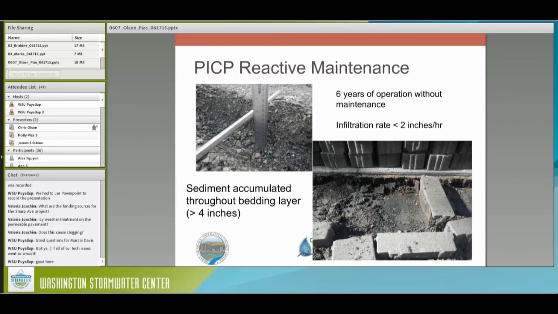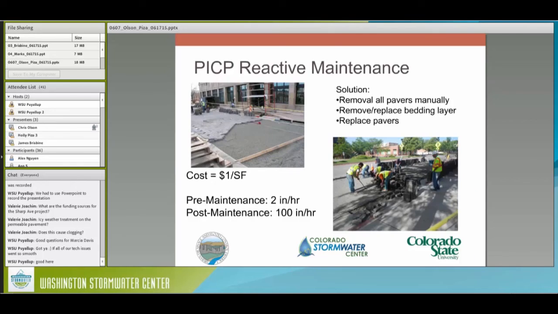This is the number 89 bedding course that we're talking about. This is the same material that you would use to fill the joints. And removed all that bedding course and replaced it with brand new bedding course. And that cost about $1 per square foot. This facility was about 7,000 or 8,000 square feet, and it took roughly 3 or 4 days to complete the whole job.